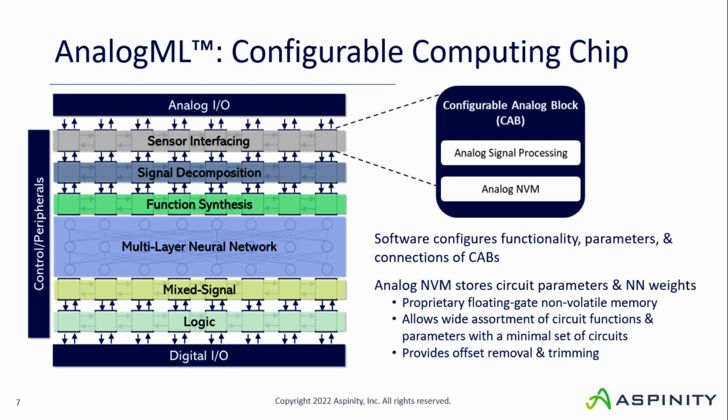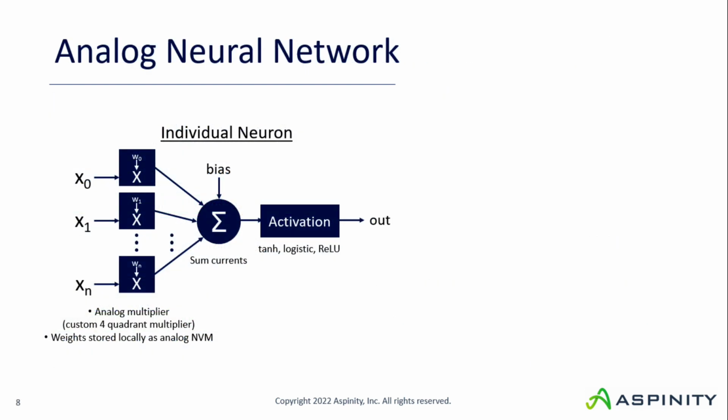Not all CABs need to be used. Signals can be routed from any one CAB to any other CAB. And if you're not using a CAB, you can just turn it off and it doesn't consume any extra power. And because we have so many different types of things here, we can really begin to think about building lots of different types of applications. So let's dig in a little bit to the analog neural net and see how we can implement a neural net in the analog domain.